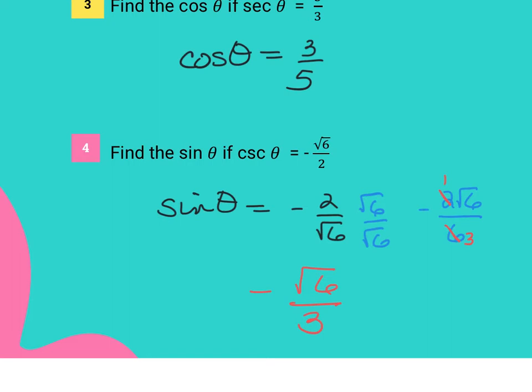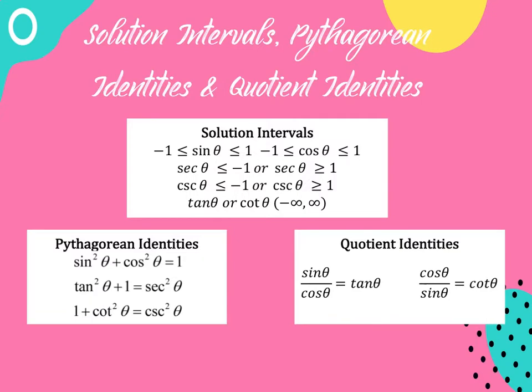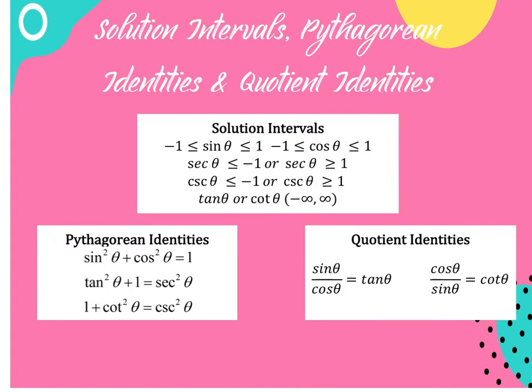You good? All right, more identities on the next slide. Now, this first box is here to help you understand what your answer should look like. The first one says -1 is less than or equal to sine of theta, which is less than or equal to 1. Same for the cosine. All that's basically telling you is that your answer for sine of theta or cosine of theta needs to be a fraction. It could be a positive or a negative fraction.